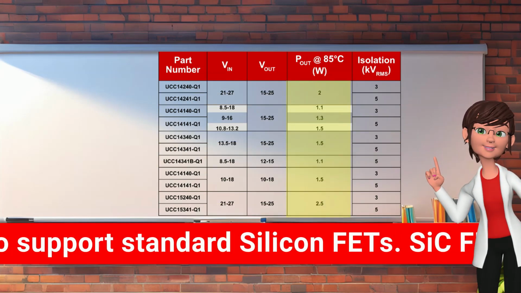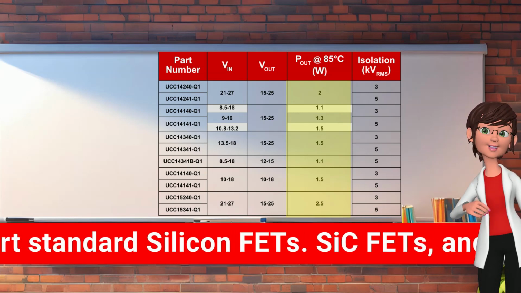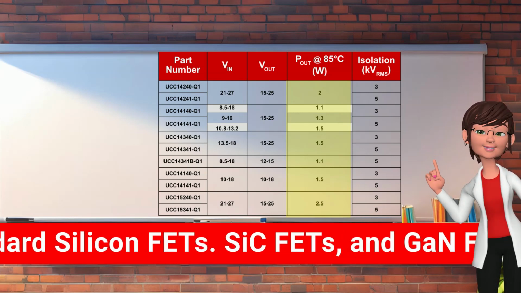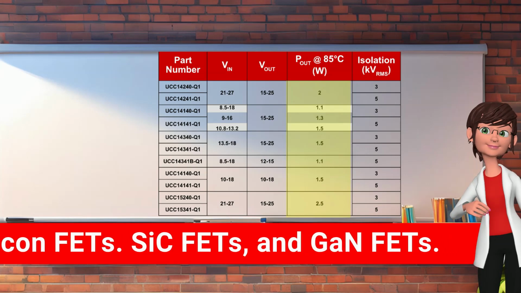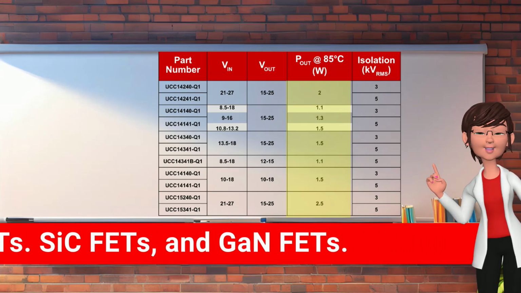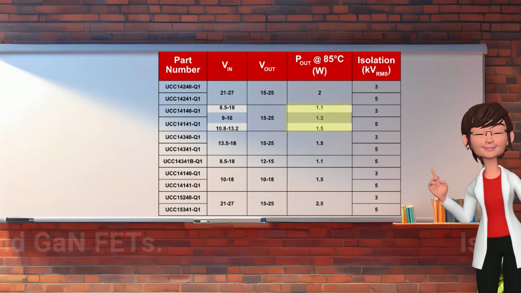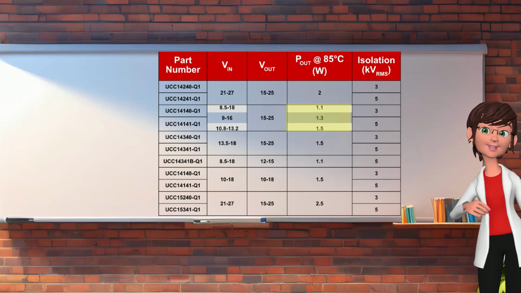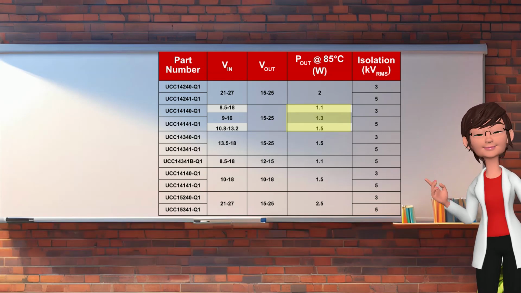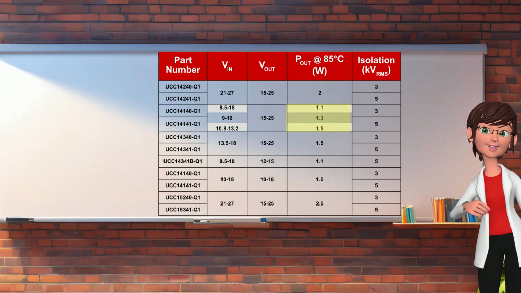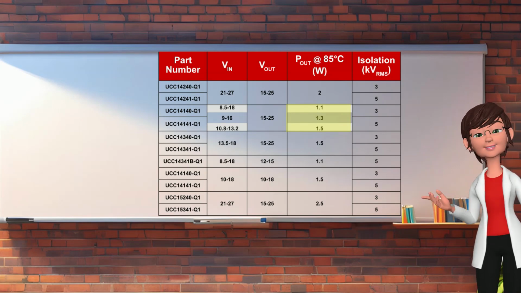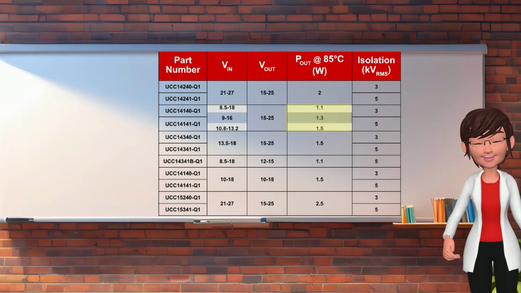Here you can see that the maximum power delivery for the same output range varies as a function of the input voltage. This is most obvious with the UCC14xxx and UCC14141. These devices can support 3 different input voltage ranges, each with its own power limitation.